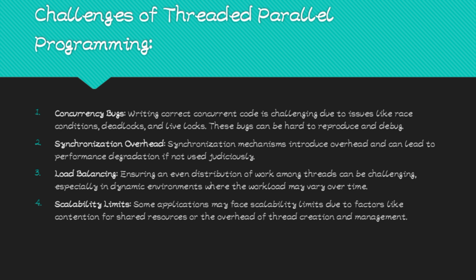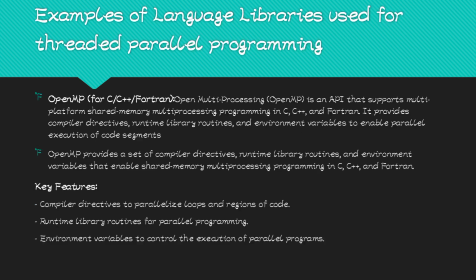Then the last challenge we have is scalability limits. Some applications may face scalability limits due to factors like contention for shared resources or the overhead of thread creation and management. Threads are also affected by the number of CPU cores. So even if you want to have 6 threads but you only have 2 cores, there will be four virtual processors. You can't have 6, so they will be limited to the cores available.